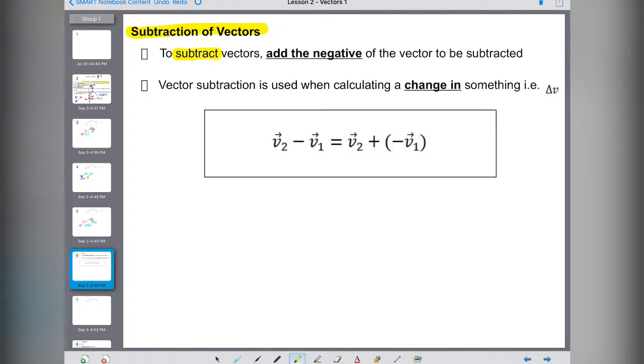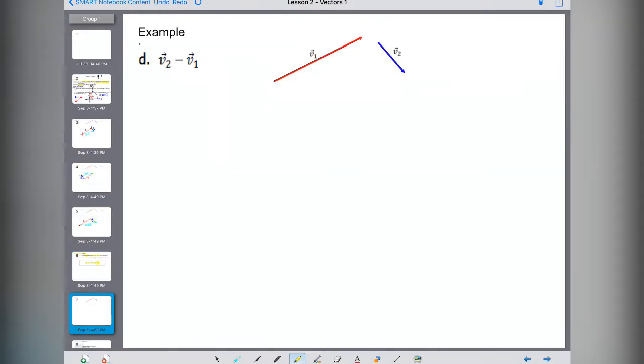So they're suggesting to you that when you're subtracting a vector, the easiest way to do that is to add the negative of the vector. Okay, so if you see the equation V2 minus V1, it's the same thing as V2 adding the negative of V1. Remember how when I add a vector, I just keep drawing. But the only thing that's tricky is that I actually keep drawing the negative of the vector. So let's do the example.